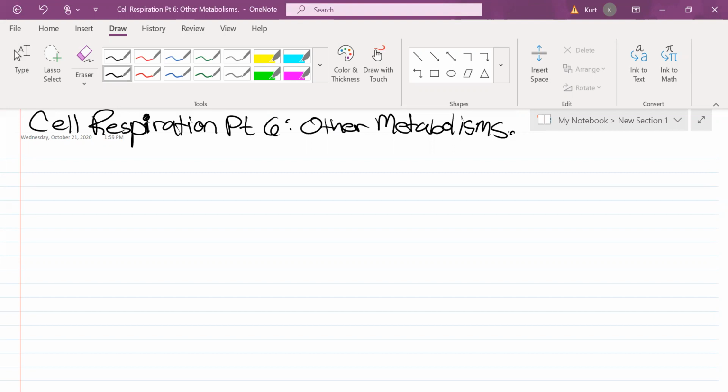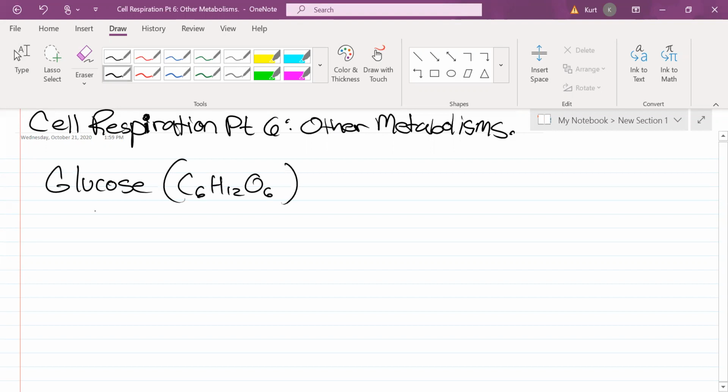So let's just go over what you should know by now. You start off with glucose, C6H12O6. And I want to get some participation from you guys, and if you don't volunteer, you're going to be voluntold. What stage of cell respiration does glucose enter?